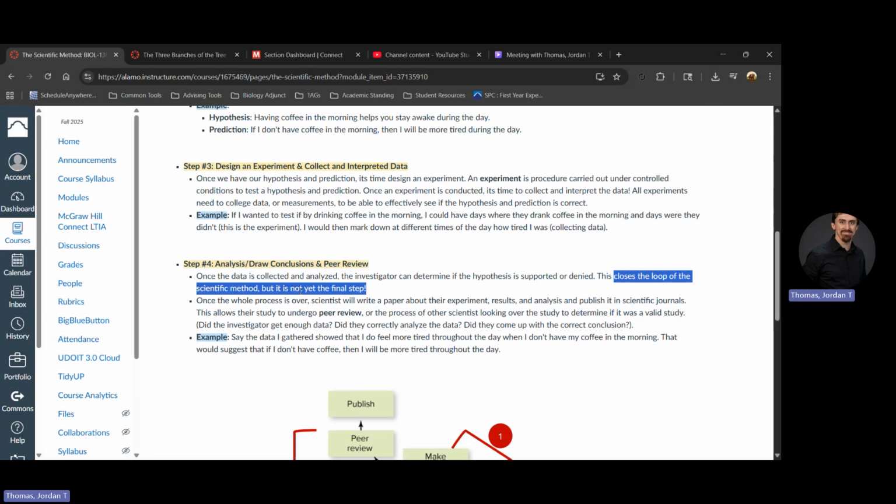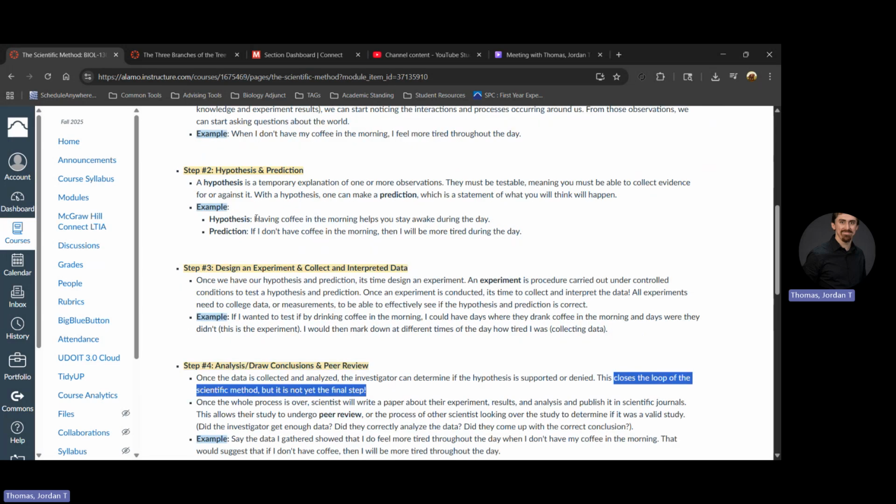So after collecting data, we can go back to our hypothesis and see, is it right or is it correct saying that having coffee in the morning helps them stay awake? After doing the experiment and collecting data, we should be able to answer this, seeing if it's supported or denied, seeing if it's true or false.